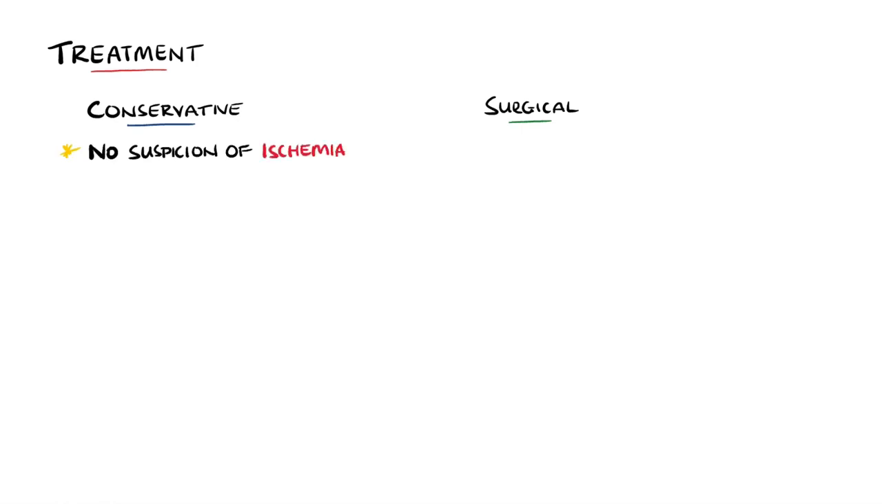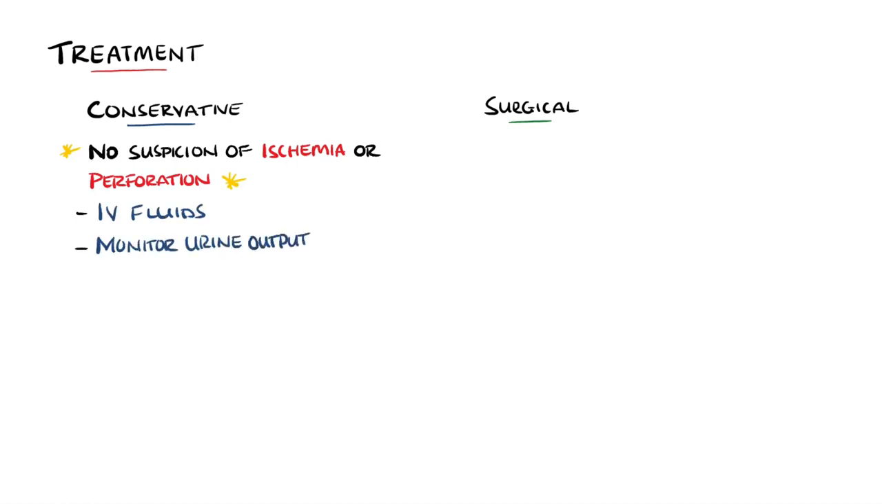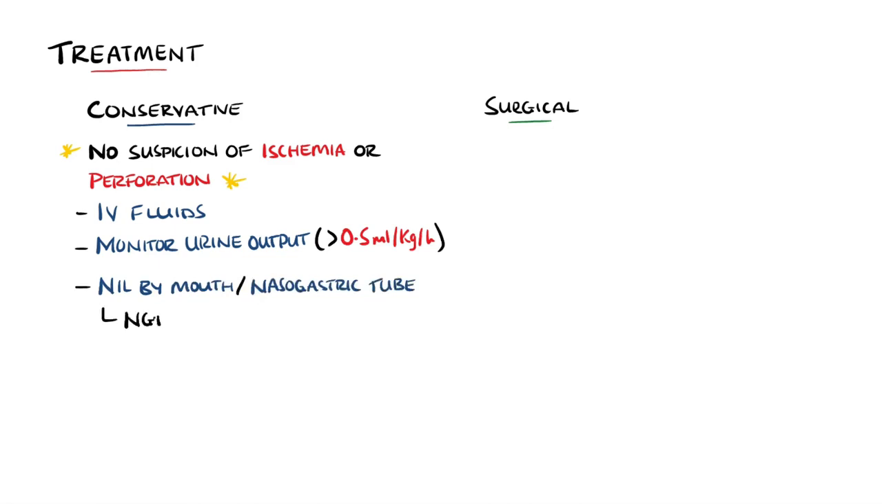Some patients may require surgery, while others can be managed conservatively. Conservative management is selected when there is no suspicion of ischemia or perforation, and the management will include IV fluids as well as monitoring the urine output, usually using a catheter. The urine output should be above 0.5 milliliters per kilogram per hour, and the patient will likely be made nil by mouth and a nasogastric tube placed in order to decompress the bowel, as the NG tube can drain the GI contents. However, in obstructions where no previous surgery has taken place and therefore adhesions are unlikely, surgery is more likely to be required.